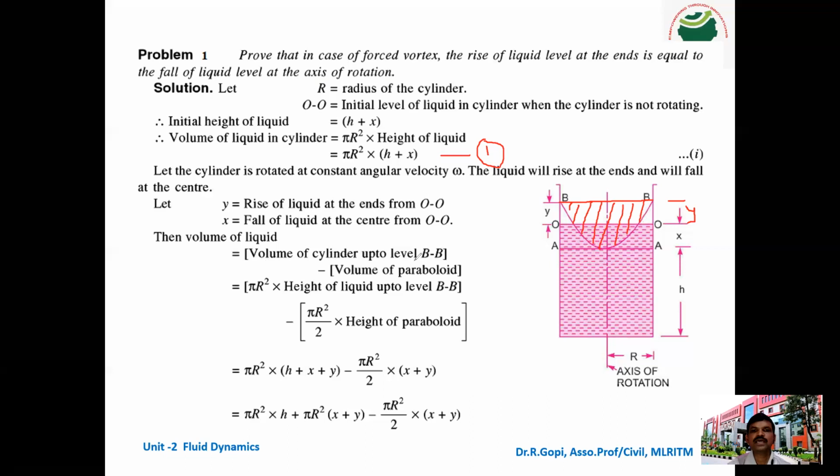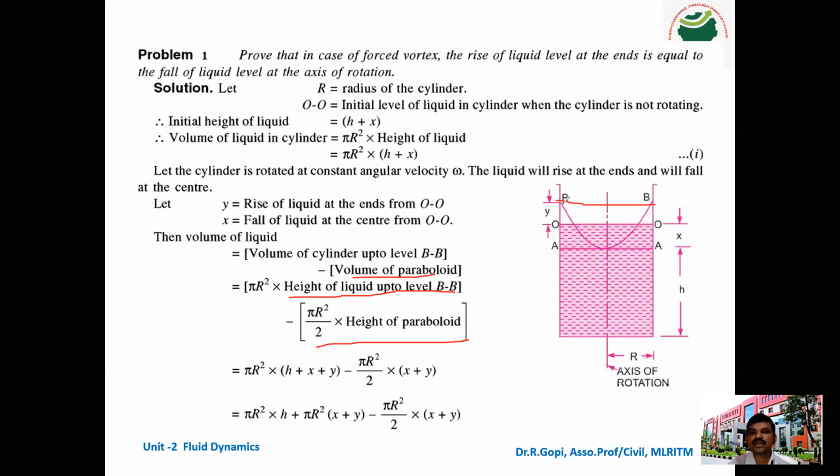What is the volume of cylinder up to the level? Pi into r square, it is area. Next, height of the liquid up to level BB. So up to here. Next, minus volume of the parabola. So how to calculate this volume of the parabola? Please keep this formula in your mind: pi into r square divided by 2 into height of the parabola.